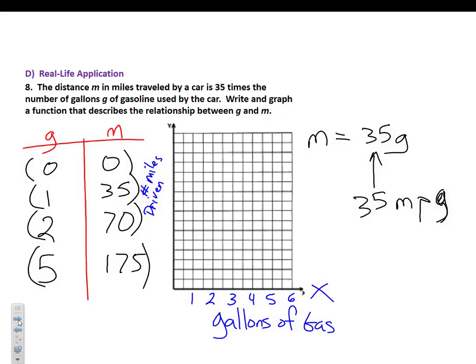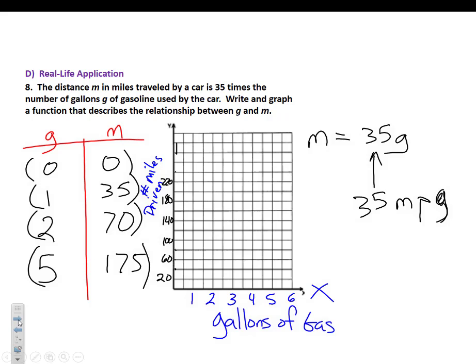So let's see, 1, 2, 3, 4, 5, 6, 7, 8, 9, 10, 11, 12, 13, 14, 15, 16 lines. So I'm going to go by 20 miles per line. So 20, 40, 60, 80, 100. 1, 2, 3, 4, 5. Yeah, 5 times 20 is 100. 120, 140, 160, 180, 200, 220. All right. So there we have it.